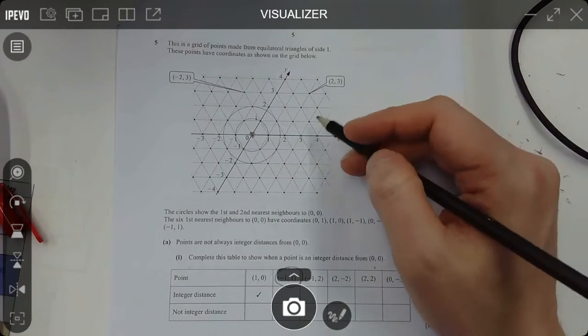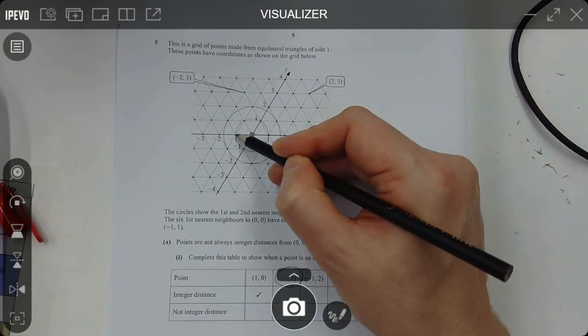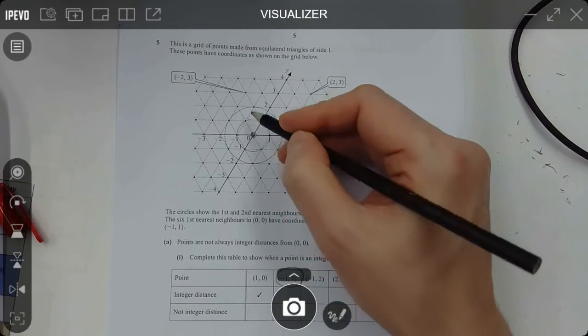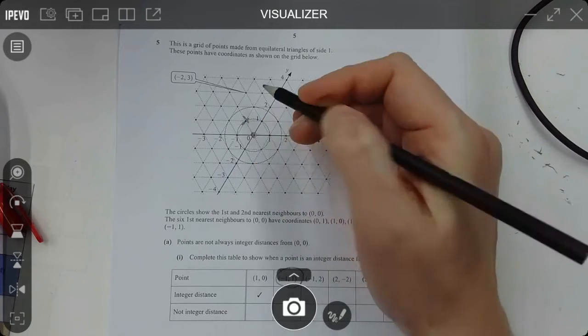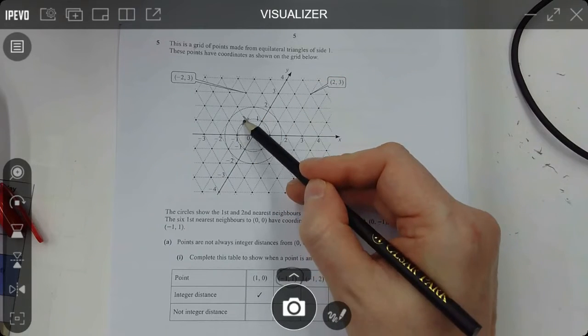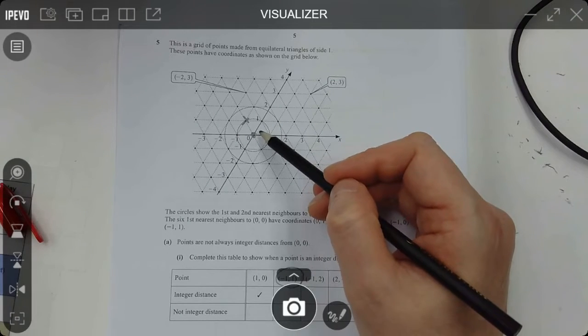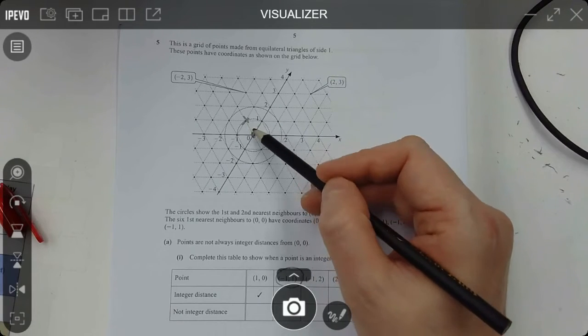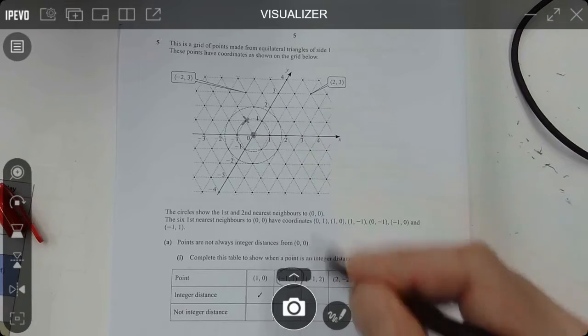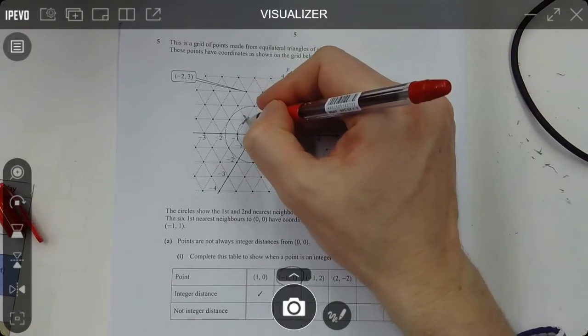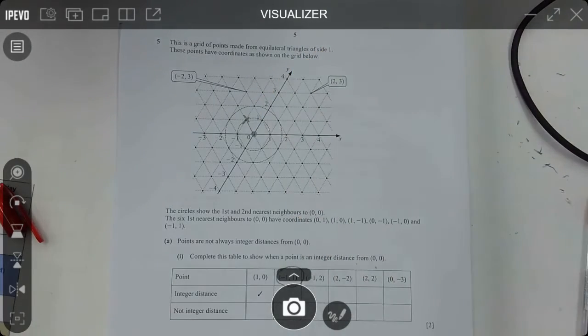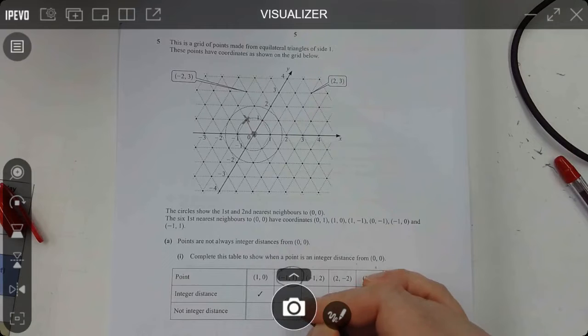So -1 is the x-axis, so we go across, and then you go up to 1. So B here, -1 for x, up to 1. Is that a whole number distance from 0, 0? Yes, it is, because it's an equilateral triangle. So every one of those lines there is going to be a whole number. So that's a tick. Yes, it is.